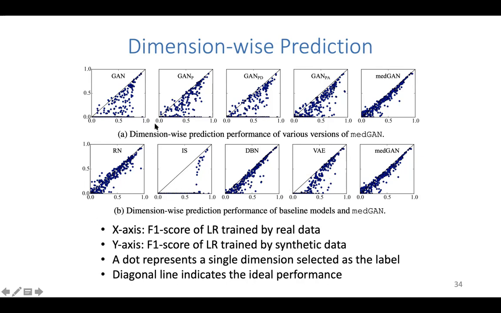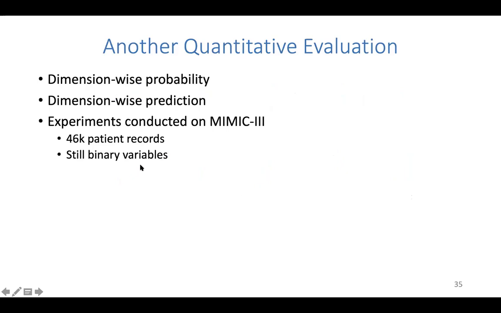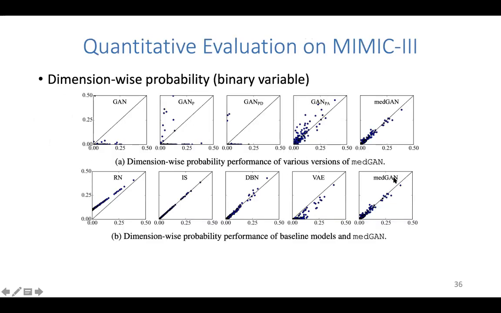All right, so yeah, we took a look at the two quantitative evaluations, and you can do this for all the other data sets, for example Mimic 3, which has 46K patient records. So it's a lot smaller data set compared to 260K patient records, still binary variables. And we do, again, the two quantitative evaluations, dimension-wise probability and dimension-wise prediction. And you can see that MedGAN does better than all the others. I guess DBN does quite a good job, actually.